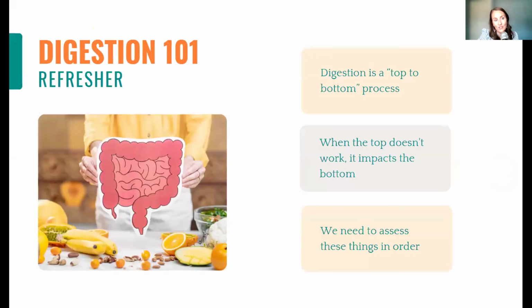So, just a little digestion refresher. Digestion is a top to bottom process. When the top doesn't work, it impacts the bottom, and we need to assess these things in order. It's very easy, and I've done this before too, to say, oh, you're constipated, let's try a probiotic and see what happens. And really, that's like step 5 or 6. There are so many things that we have to get working before we would ever even consider maybe taking a probiotic or maybe trying some different supplement.